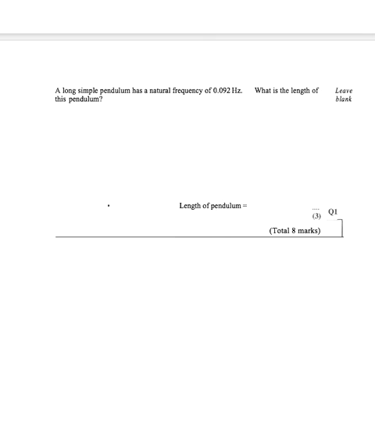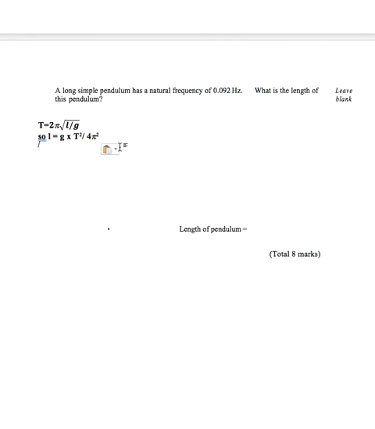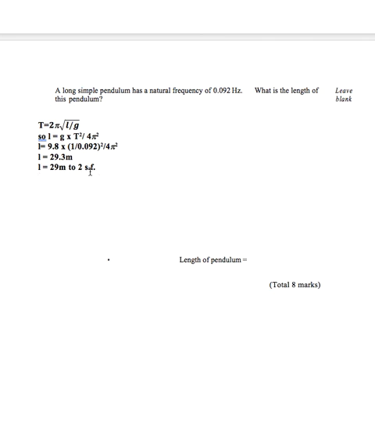Well, our relationship for a pendulum is T equals 2 pi root L over g. If we then make L the subject of that, because that's what we're after, we have L is g times T squared divided by 4 pi squared. And if we then stick in our numbers, we get that, and evaluating that, we get 29.3.